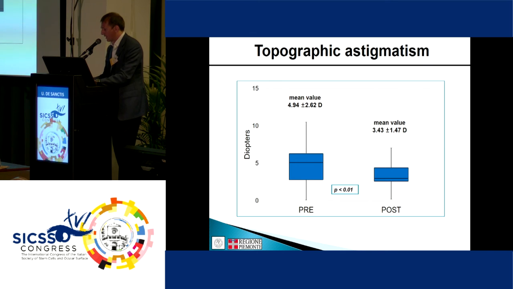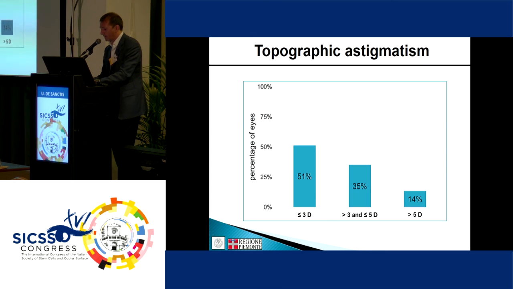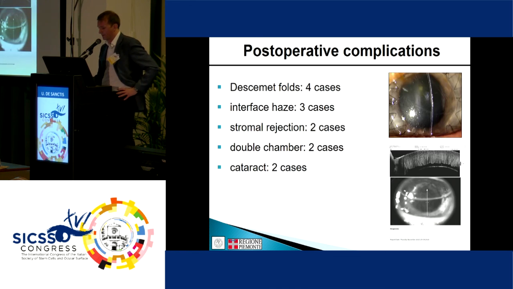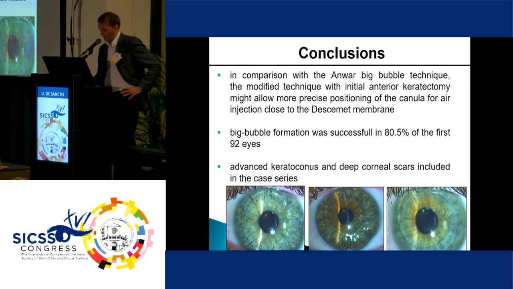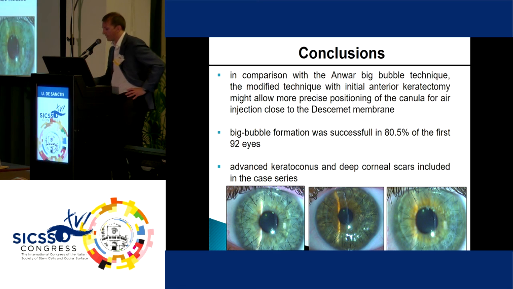Topographic astigmatism on average was 3.4 diopters. In 50% of our patients it was less than 3 diopters, while it was high, over 5 diopters, in 14% of the cases, and these are the main complications.